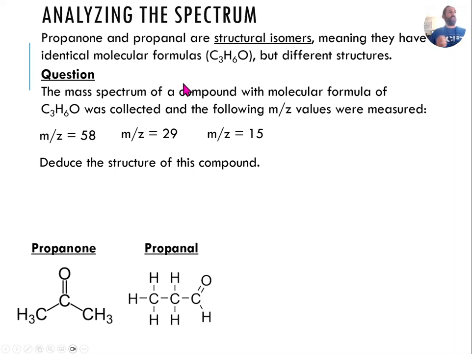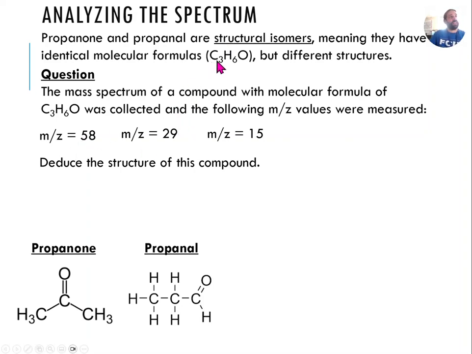they have different structures. So the question here says the mass spectrum of a compound with molecular formula C3H6O was collected and the following mass to charge values were measured. So we have one at 58, one at 29, and one at 15. Almost always, the highest mass to charge ratio is just the integer value of the molar mass of the compound. So we can look at that here.